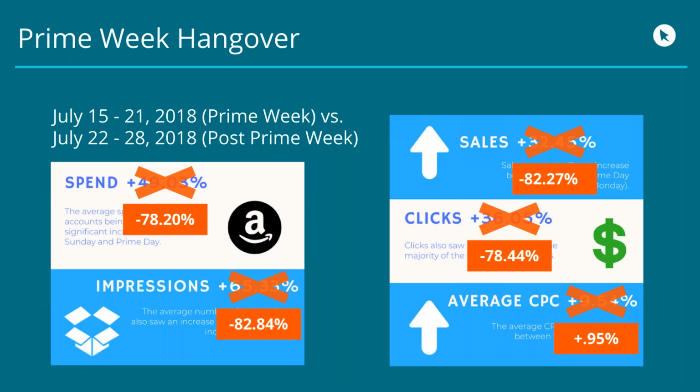However, those average CPCs are still high. You still see that there is still an increase compared to the previous week of about 1%, just because everyone that had really high bids the week prior still do have high bids, but we're just not seeing as much traffic on Amazon. So everything else will fall except that average cost per click, because that competition is still there, but just the customer base isn't there anymore.